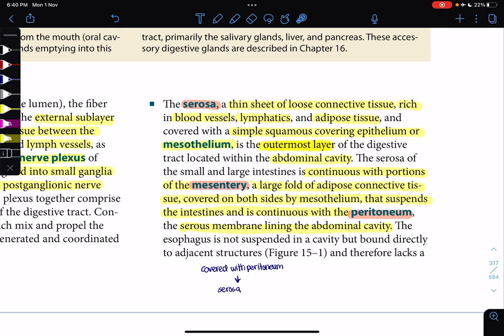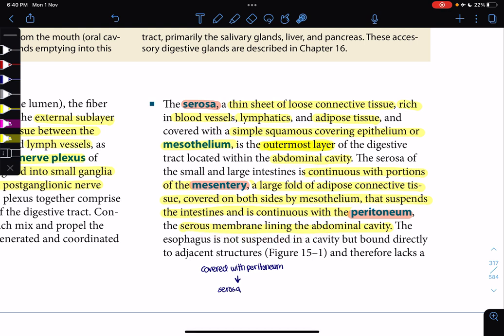The serosa of the small and large intestines is continuous with the portions of the mesentery. The mesentery is a large fold of adipose connective tissue covered on both sides by the mesothelium that suspends the intestines and is continuous with the peritoneum. The peritoneum is a serous membrane lining the abdominal cavity.